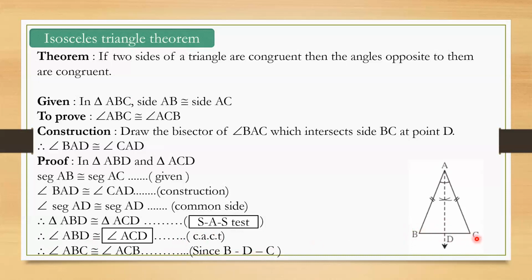D is between B and C. What does this indicate? D is between B and C, so we can easily extend forward. And this is the proof that we had to solve.